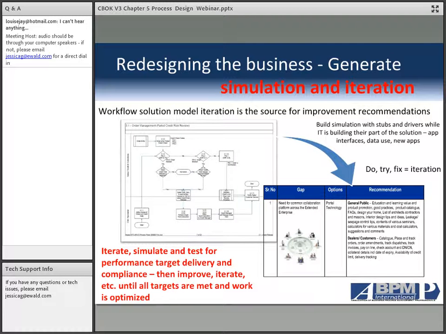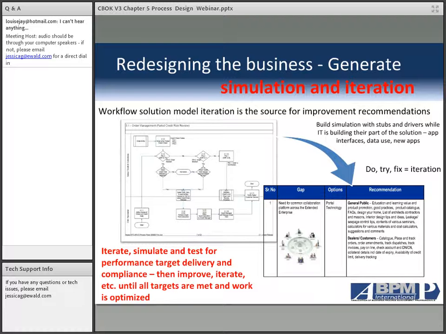Simulation and iteration. The simulation becomes really important. I suggest that companies with their as-is models also run them through simulation, so you have a firm foundation for a baseline of where you are today. That also makes sure that you understand where the data needs to come from in order to do performance measurement.